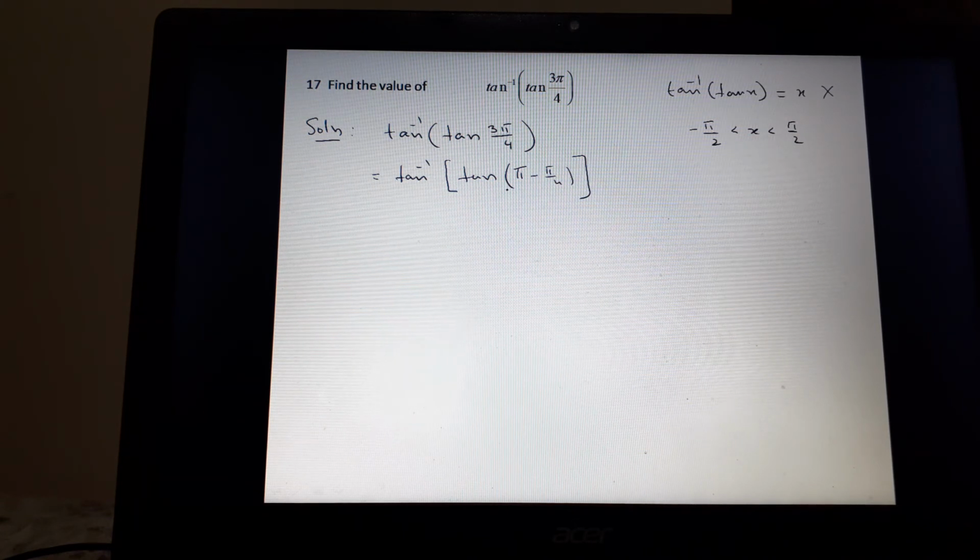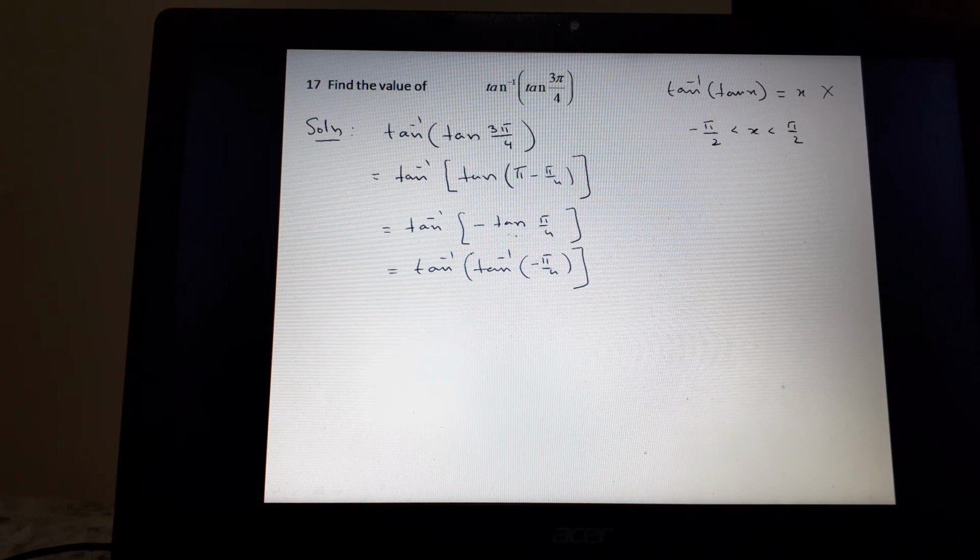Pi minus pi by 4. Now, pi minus pi by 4 is the allied angle formula: tan inverse of tan (180 minus theta), which is minus tan theta because it is in the second quadrant. So minus tan pi by 4, and this minus you can take inside also. Because tan of minus theta is minus tan theta, so tan inverse of minus pi by 4, or you can use the property also.